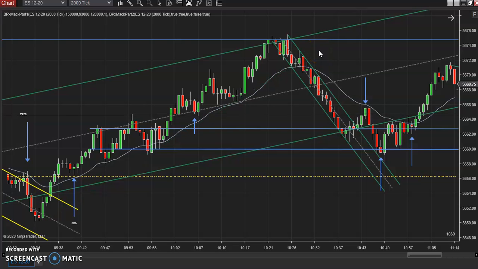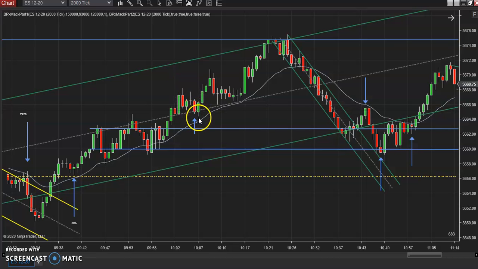This might be a channel. Might have to draw that over from the highs. Move that down. Yeah, looks like it might be a channel, but we'll leave it like this. So you get a first entry, second entry.